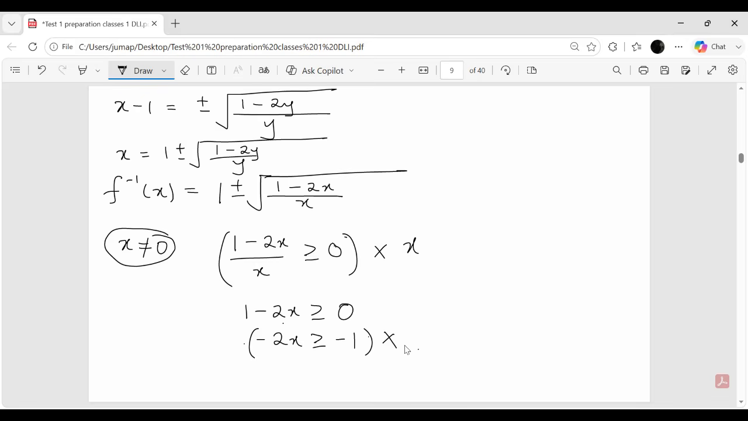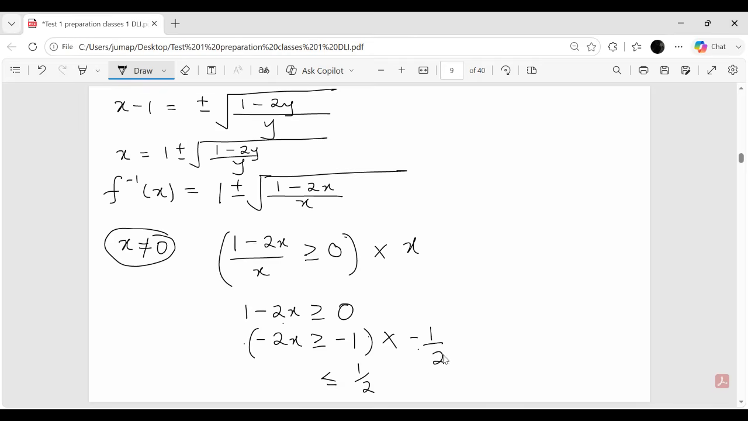I multiply by the negative. This is negative 2, so I need to divide by negative 2, meaning I'm going to say times negative 1 over 2. Negative 1 over 2 times negative 1 will give me 1 over 2. Then, because of this negative, the sign is going to change.